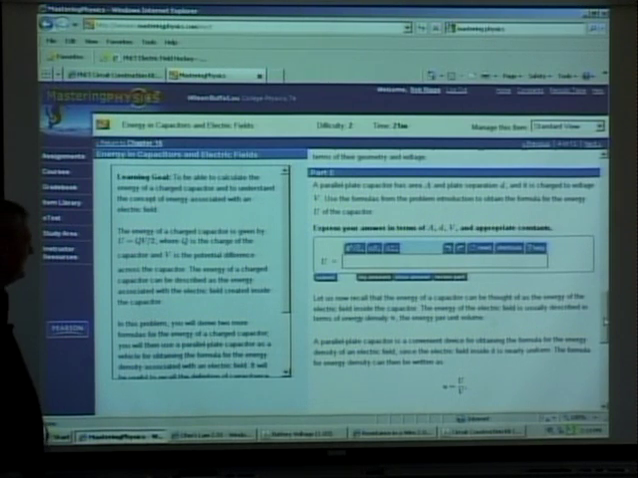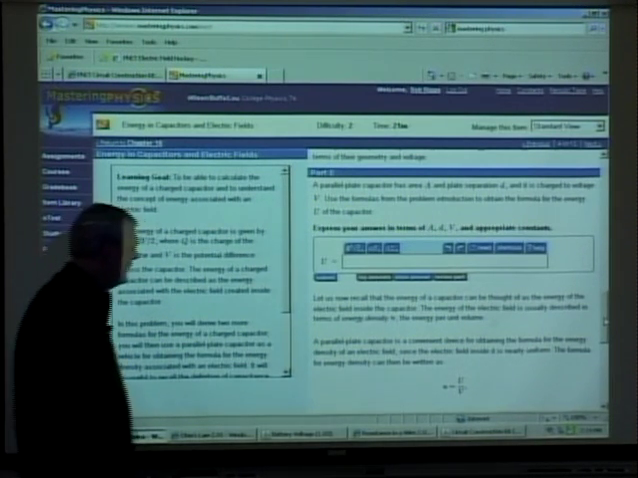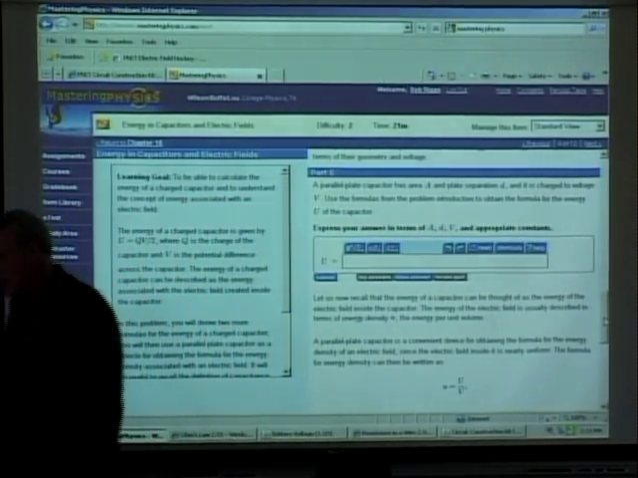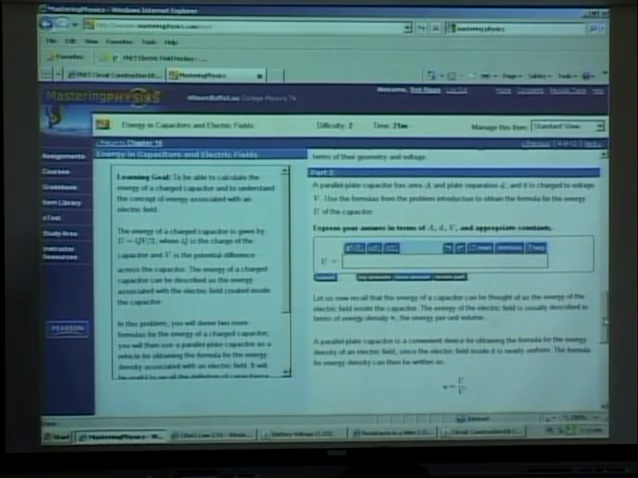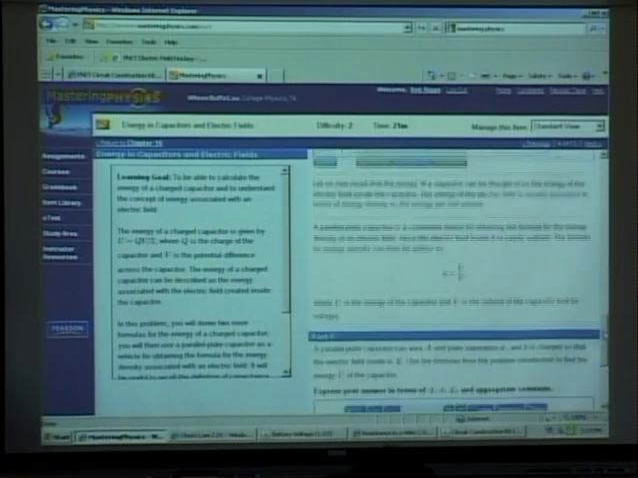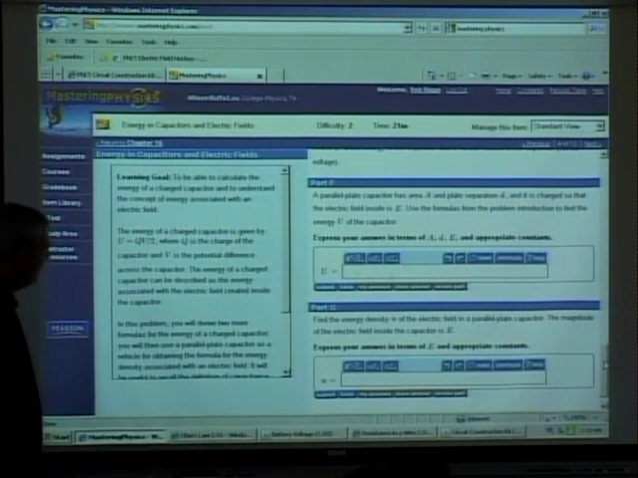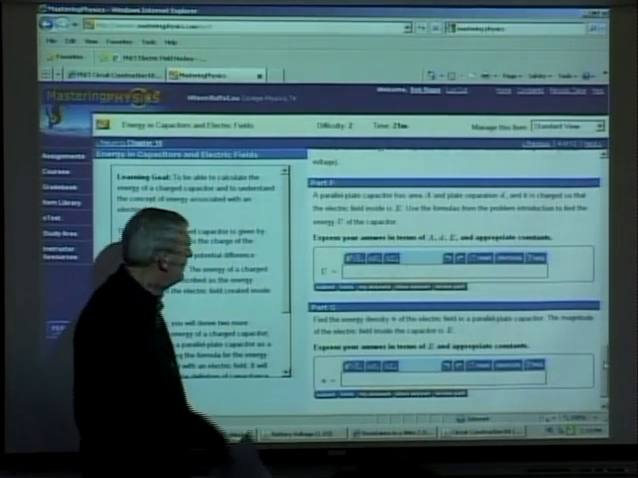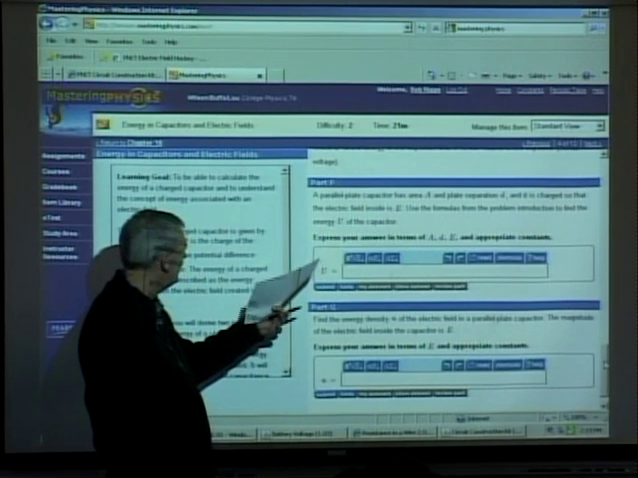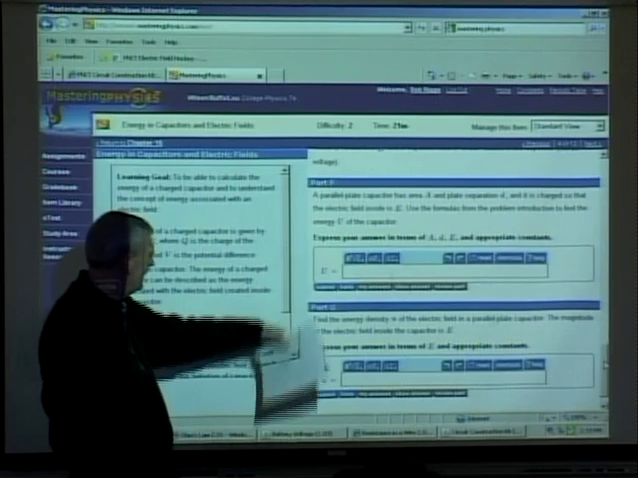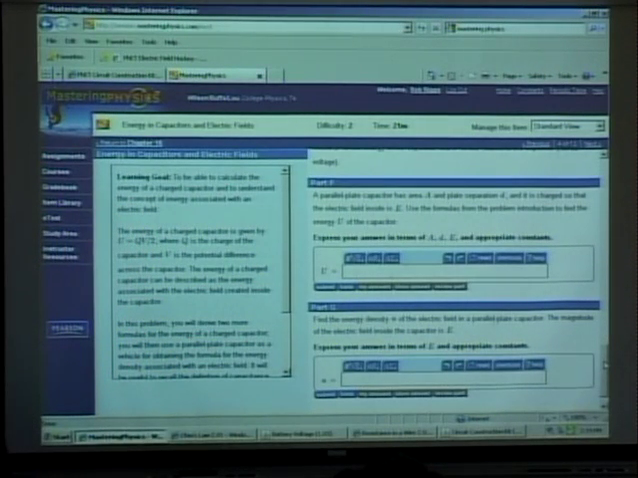A parallel plate capacitor has an area A and a plate separation of D, and it is charged to voltage V. Use the formulas from the problem introduction to obtain the formula for the energy U of the capacitor. Oh, we've already done that. You can do that. It's epsilon A over D times V squared. I'm not going to go through all that. Don't forget to make it 1/2. And then all the rest of them is the same thing. Like on this one, it says a parallel plate capacitor has area A and a separation of D and is charged so that the electric field inside is E. Use the formula. I've already shown you how to do it with E anyway.